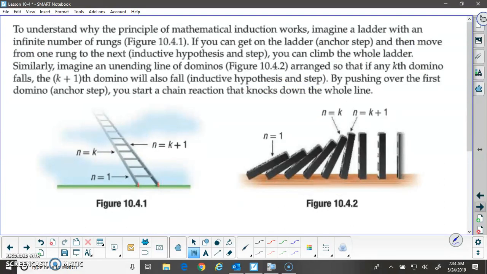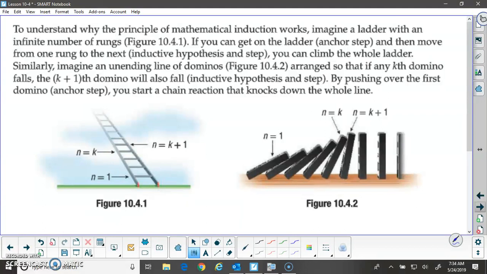It's kind of like this. To understand why the principle of mathematical induction works, imagine a ladder with an infinite number of rungs. If you can get on the ladder, which would be your anchor step, and then move from one rung to the next, if you're physically able to do that, which would be your inductive hypothesis, then you can climb the whole ladder.